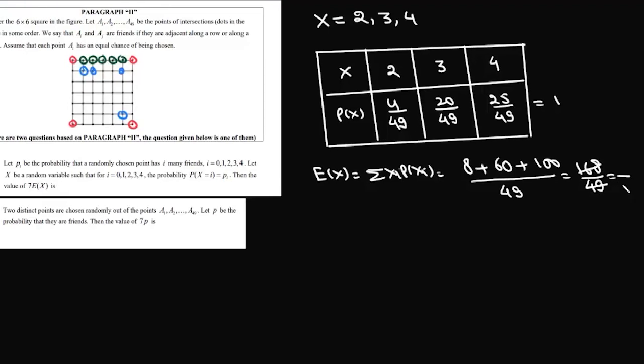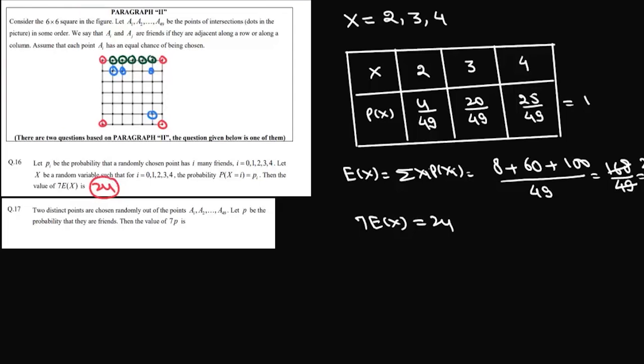Now we need to find the expectation of X. Expectation of X is summation xi into P(xi). So that is 8 plus 60 plus 100 divided by 49, and this is 168 divided by 49. Now this is divisible by 7. So this is 7 and this is 24. So we can write 7E(X) is equal to 24. So the value of 7 times the expectation of X is 24, and this is the answer of question 16. So that's question number 16.